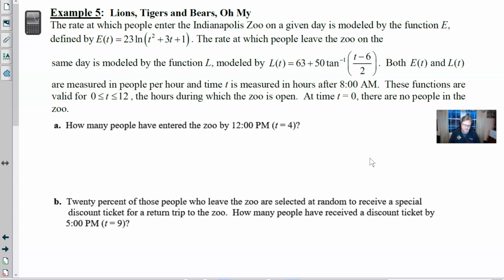Both E of t and L of t are measured in people per hour, and time t is measured in hours after 8 a.m. These functions are valid from time 0 to time 12, which is the hours during which the zoo is open. At time t equals 0, there are no people in the zoo. So our first question is going to ask how many people have entered the zoo by 12 o'clock p.m., which, to help you out, we've declared to be time t equals 4.